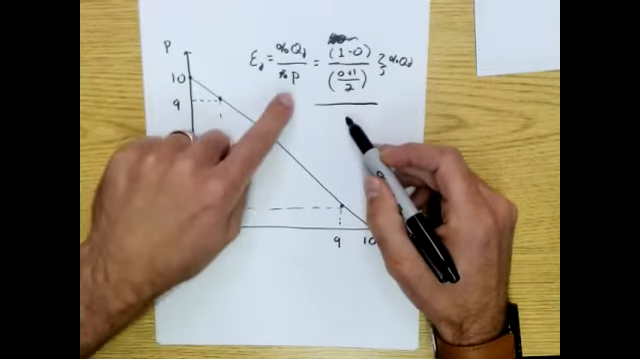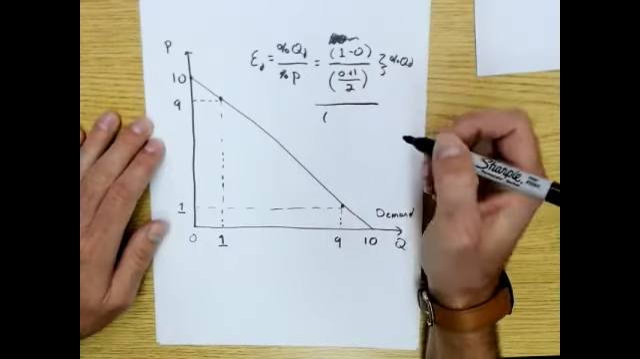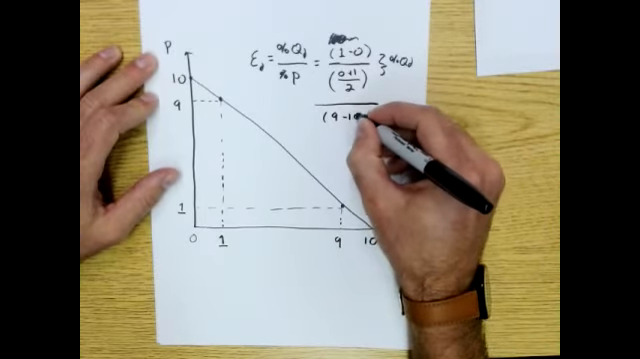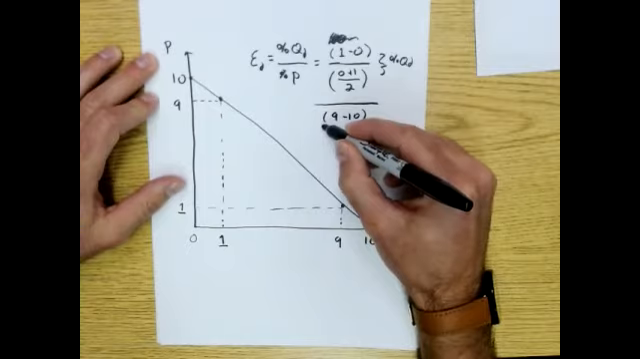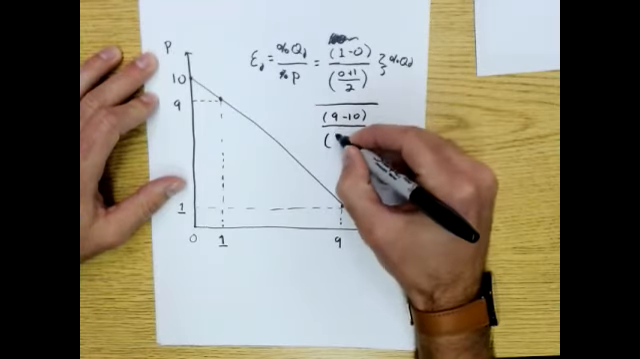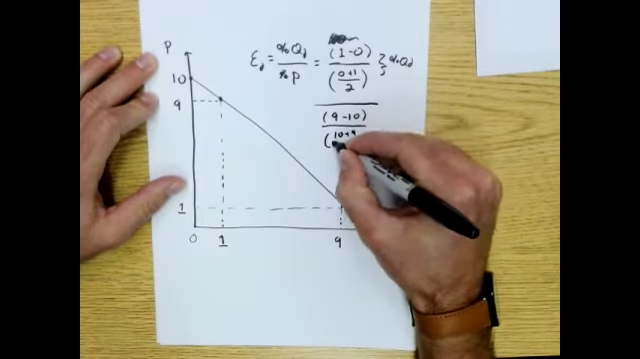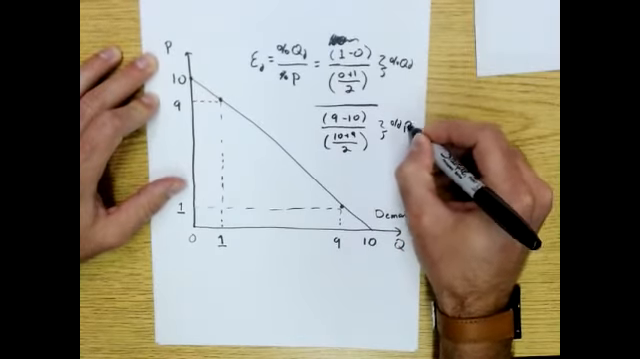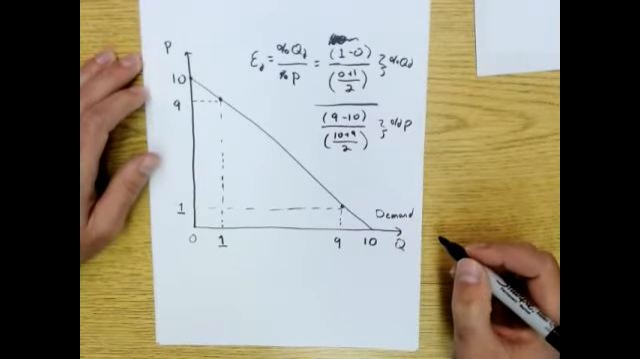Then down here in the denominator, we need our percentage change in price. So we'll look at the difference in price. We went from 10 to 9, so take the new price minus the old, divided by our average price. So add those two up, divide by 2. And this is our percentage change in price.